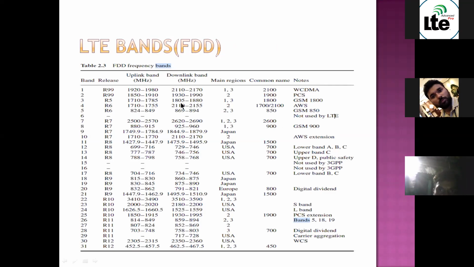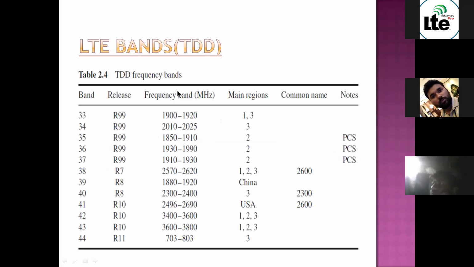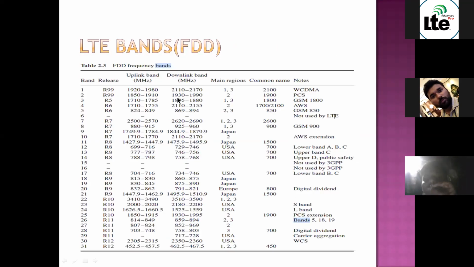So there are FDD bands and TDD bands in LTE. Please make a note of this. LTE supports FDD bands as well as TDD bands. FDD bands are 1 to 32 actually.